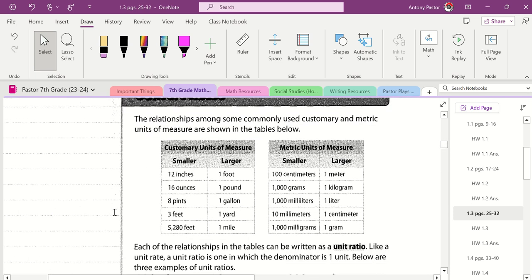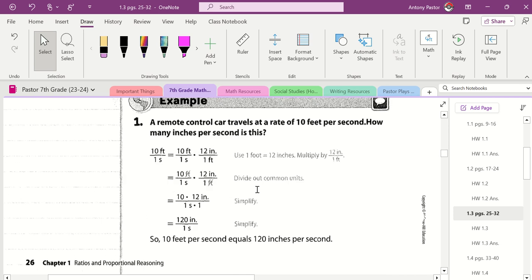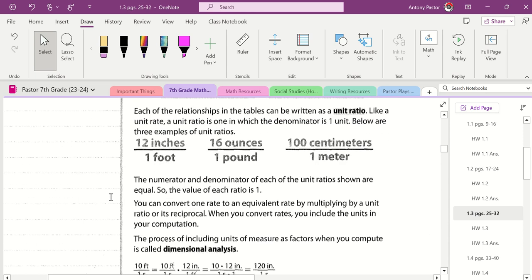So here we have relationships among some commonly used customary and metric units of measure, shown in the tables below. This is the table that we want in your notes. So please make sure you either copy this down or you cut it out. And again, it's on page 26.